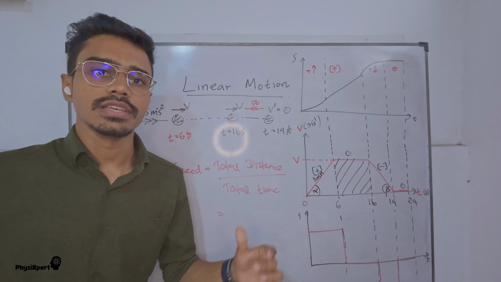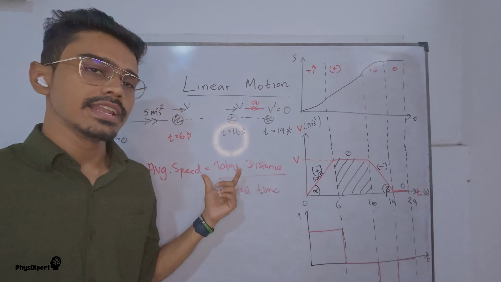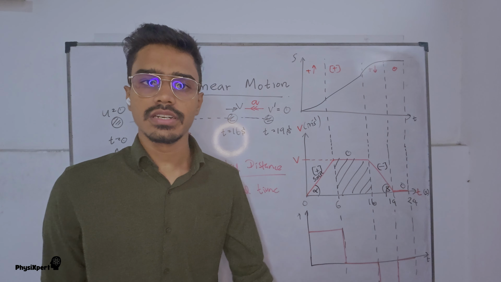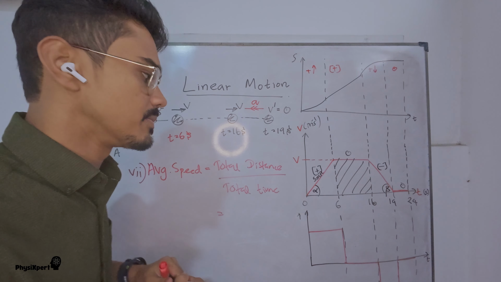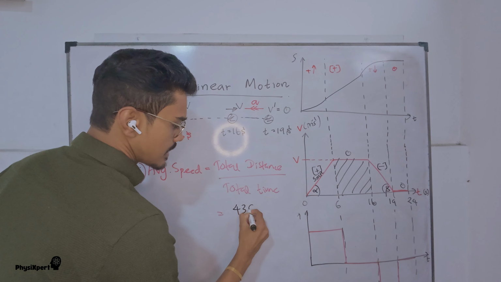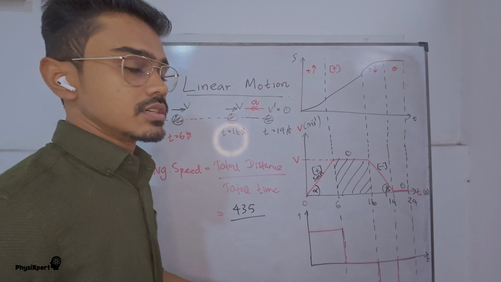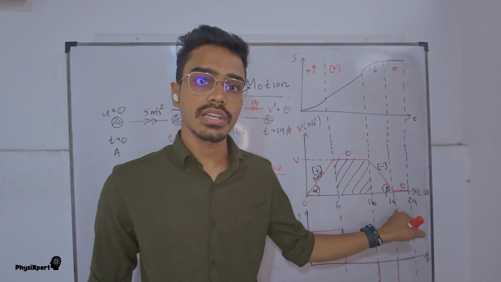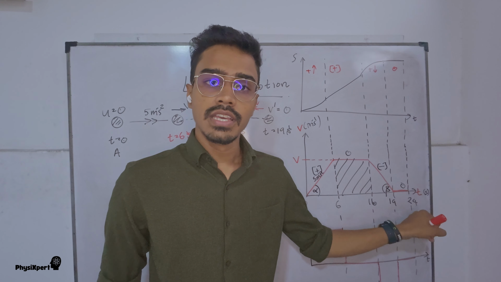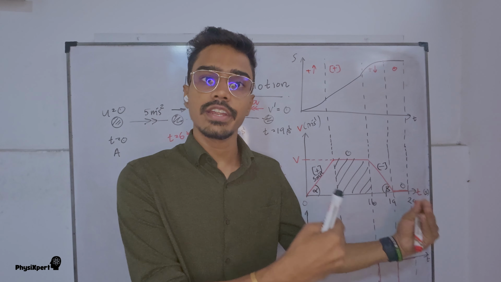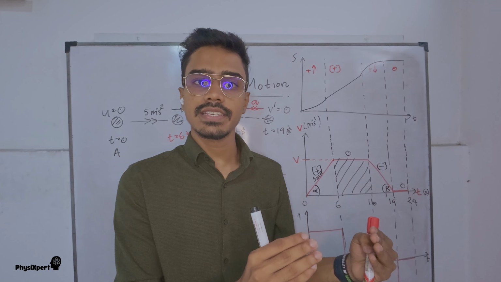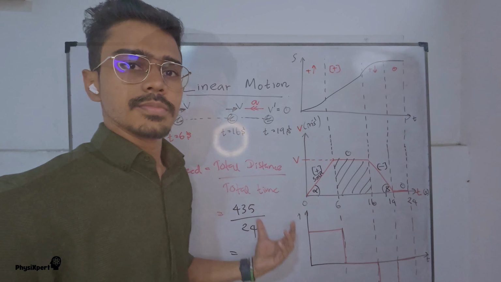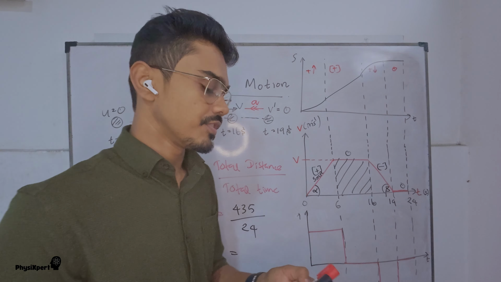First you have to know the equation of average speed. Average speed is total distance over total time. Now total distance is known from here, that is 435 meters. So 435 over total time. Total time is not 19, because the motion continues up to 24 seconds, even though it is at rest from 19 to 24. So the total time consumed for the motion is 24 seconds. Simplify this, and it gives 18.125.